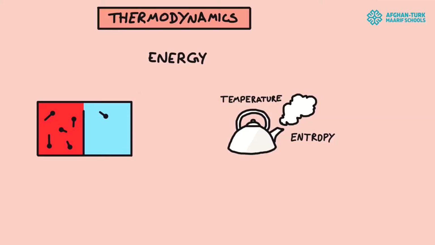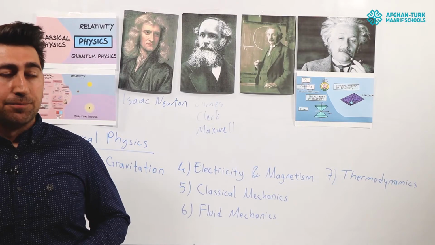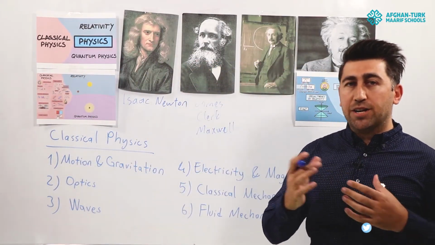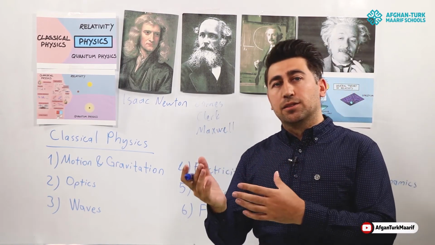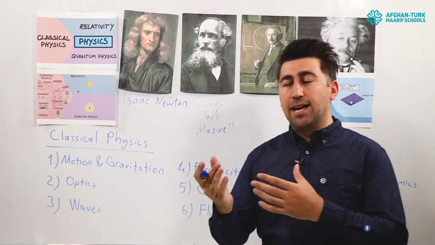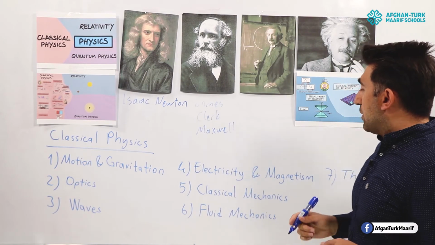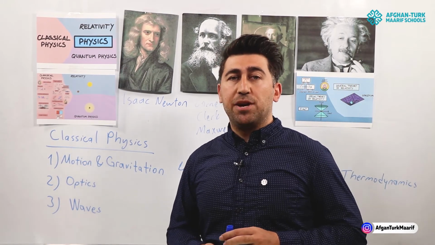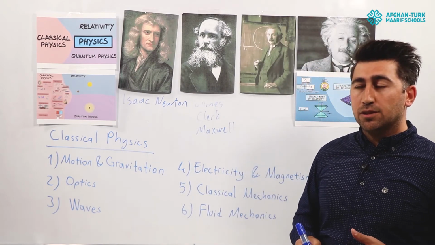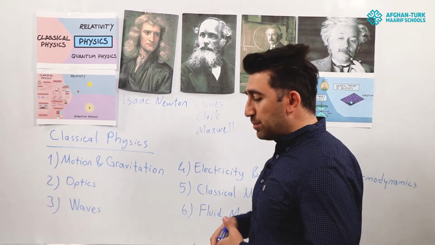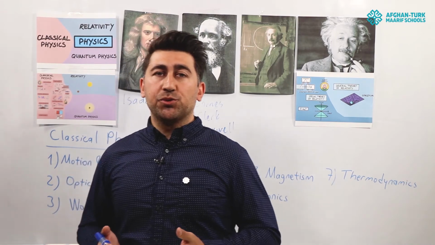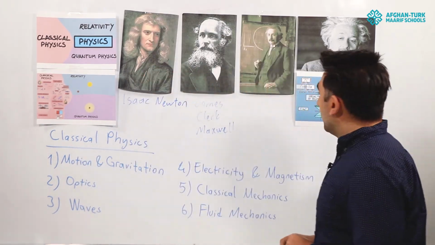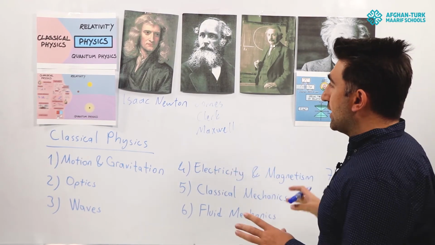So, finally, thermodynamics. Thermodynamics is the description of energy, how it passes from one form to another, solids to liquids, liquids to gas. Thermodynamics also includes entropy, which measures order and disorder. Entropy tells us how useful different kinds of energy are. Okay, classical physics, that's all.